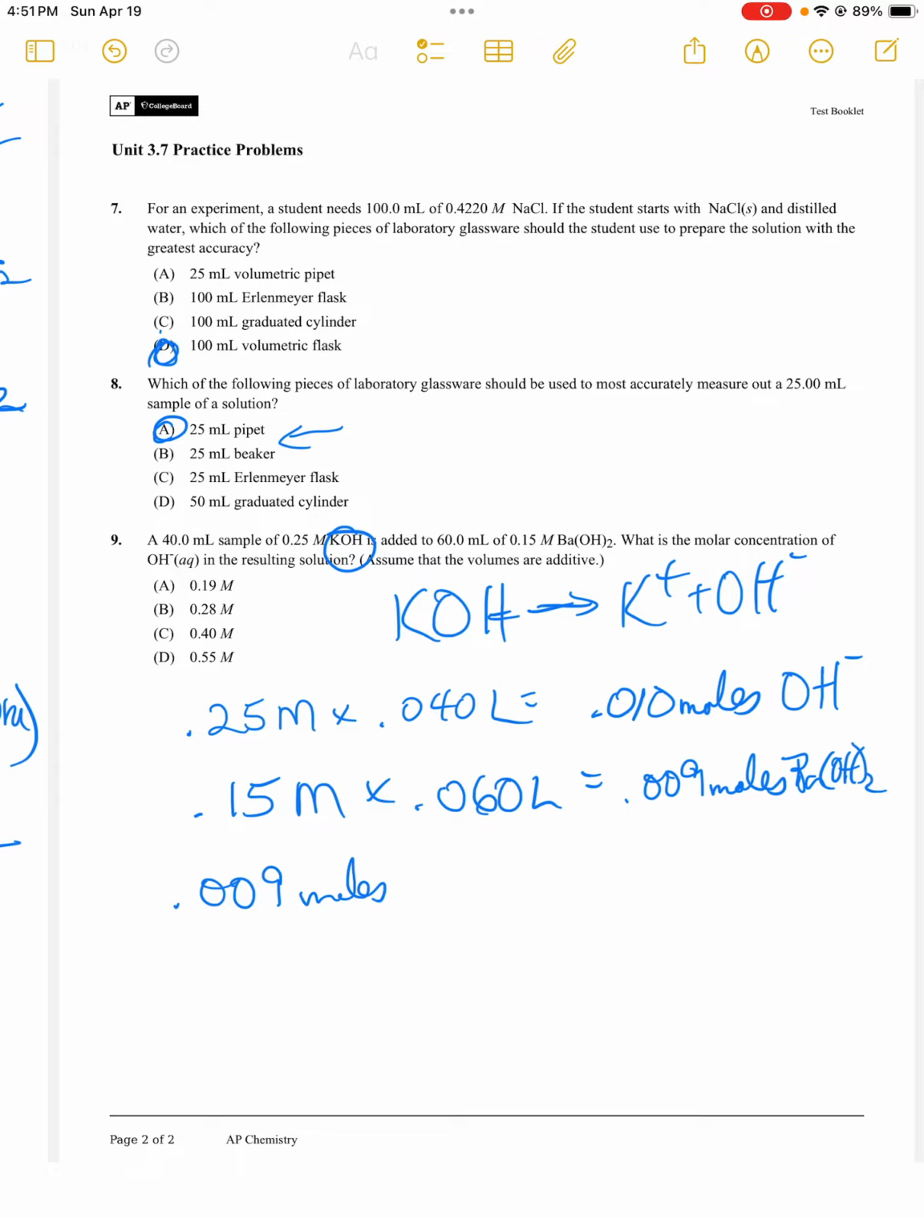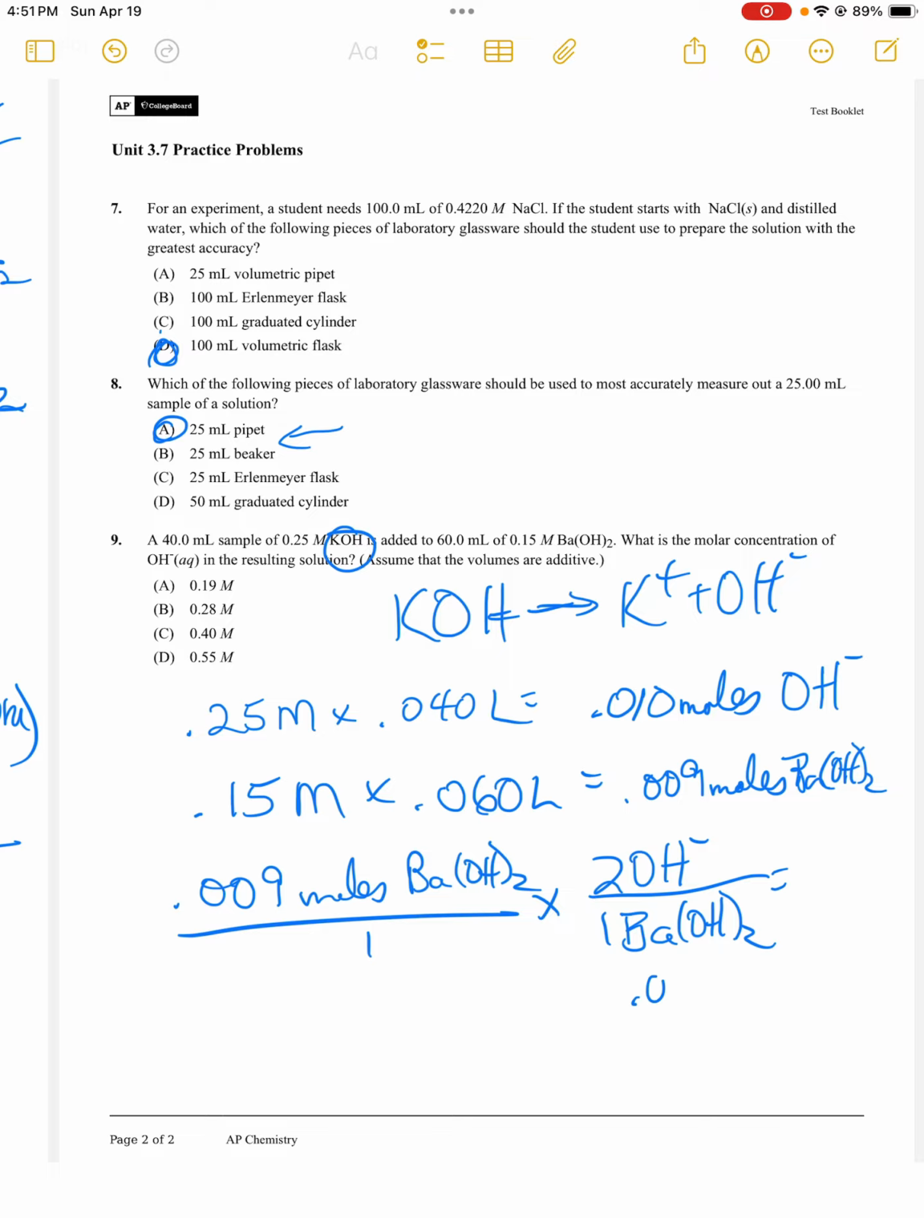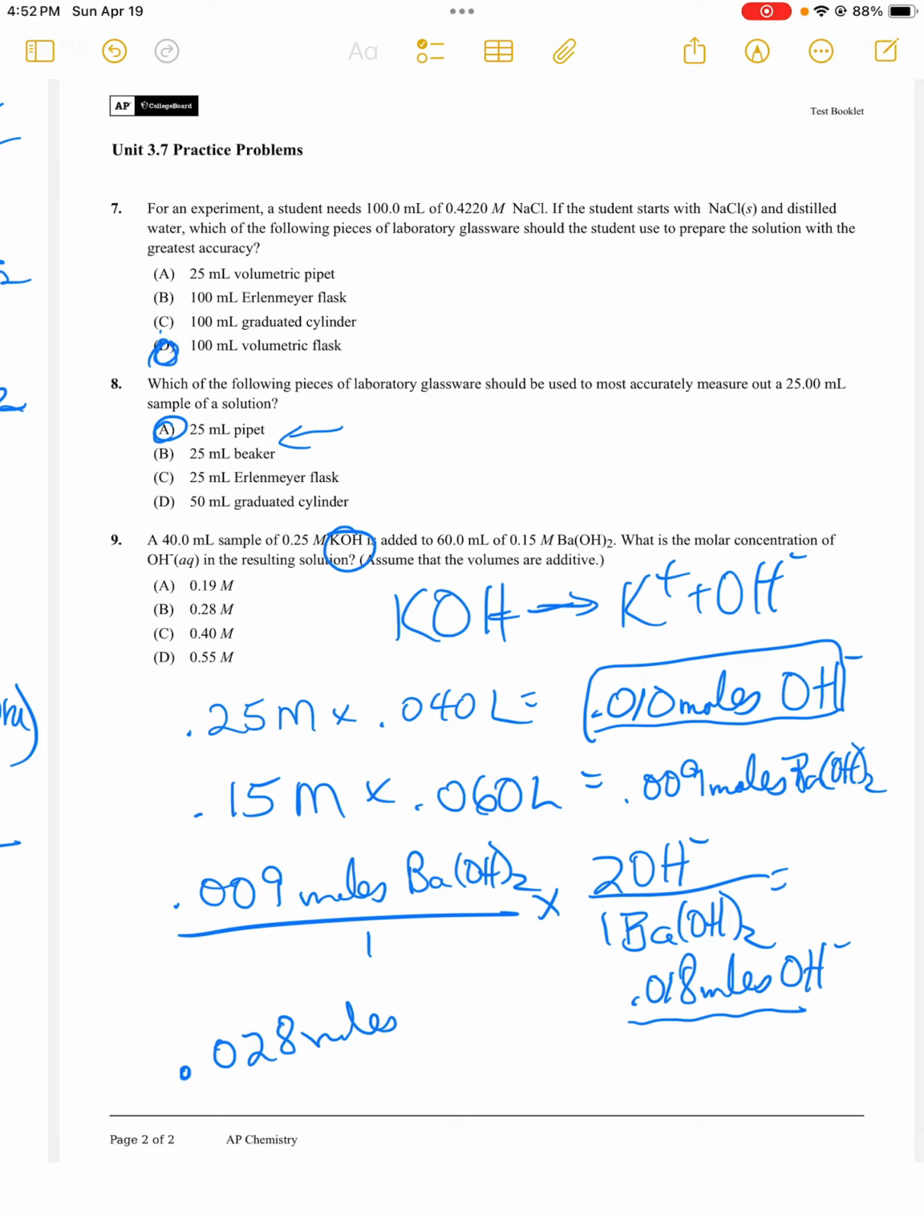0.009 moles of barium hydroxide, and I get 2 hydroxides for every 1 barium hydroxide that breaks apart. So that 0.009 is getting multiplied by 2. 0.018 moles of hydroxide. I'm going to add these moles of hydroxide to these moles of hydroxide. That gives me 0.028 moles of hydroxide, and I have to divide that by my total volume.